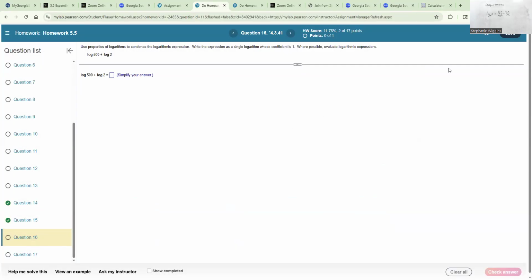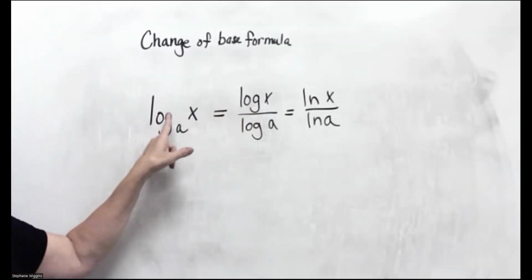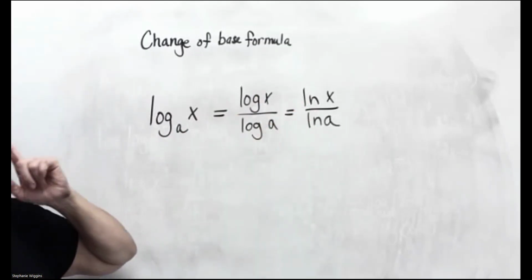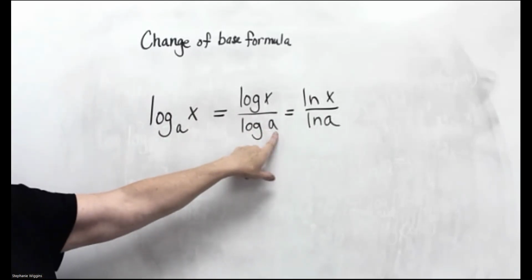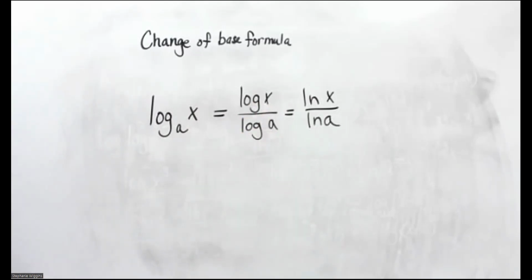And that's the change of base formula. Let me stop sharing so you can see that formula. Take the log, either the common log or the natural log, but be consistent. The base is always on the bottom, so you have the log of X divided by the log of A. Okay.